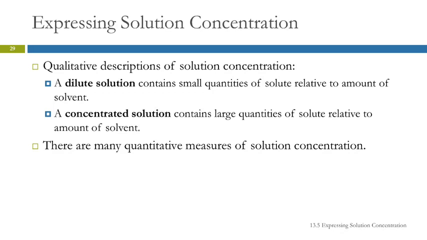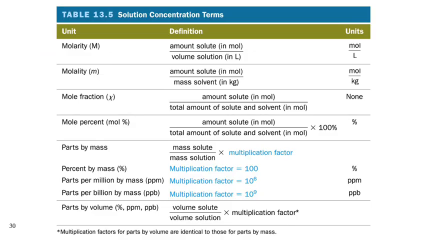Then there's lots of different quantitative measures. So here's a table summarizing some of them. We've talked about molarity. Other ones are molality, which I personally don't like, mole fraction, mole percent, parts by mass. That can include percent by mass, parts per million, parts per billion. You can also do parts by volume. Why do we have so many different solution concentrations? They are useful for different situations. That's why we have so many.